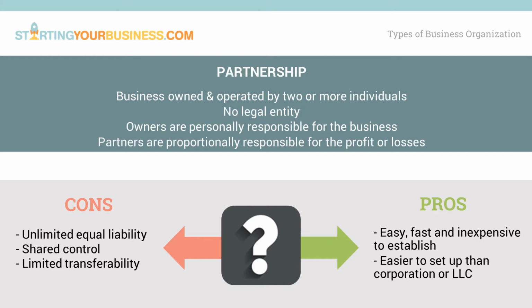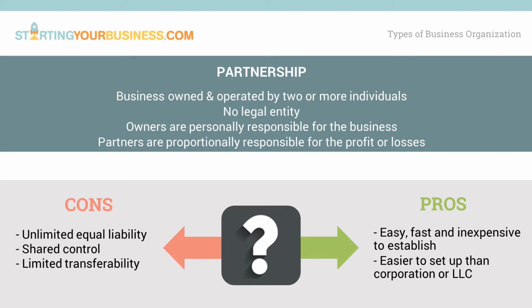The next entity is the partnership, which is a business owned by 2 or more individuals. The partnership is very similar to the sole proprietorship in that there is no legal entity and the owners have unlimited liability. The good things about the partnership are that it is easy, fast, and inexpensive to set up, with no filing or fees to set up with the state. There are also more people involved, which means there is more talent and funds to put into the business.